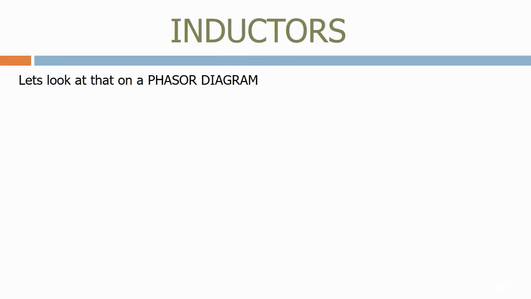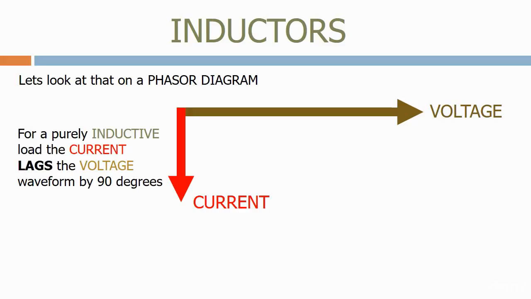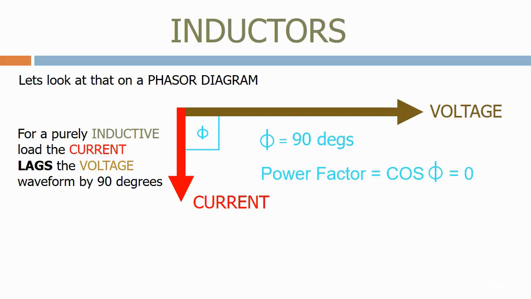Let's look at that on a phasor diagram. First, let's show our voltage vector. Let's make a horizontal line as a reference point. Let's show our current vector. For a purely inductive load, the current lags the voltage waveform by 90 degrees. Therefore, phi is 90 degrees. The power factor is cos phi. Therefore, the power factor is 0.